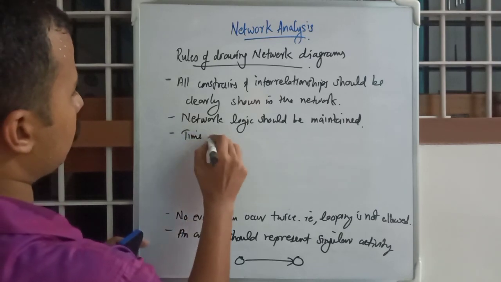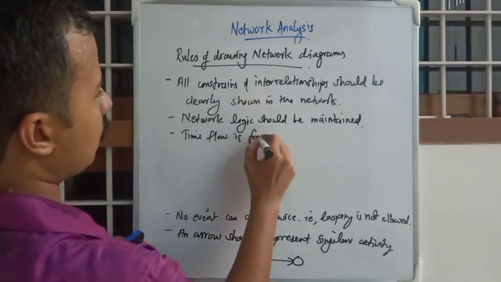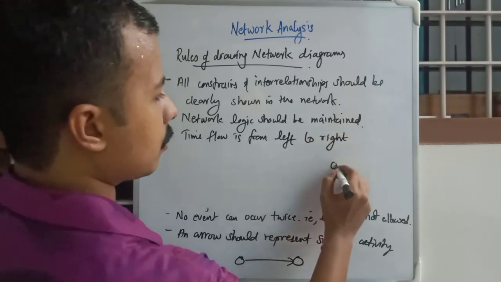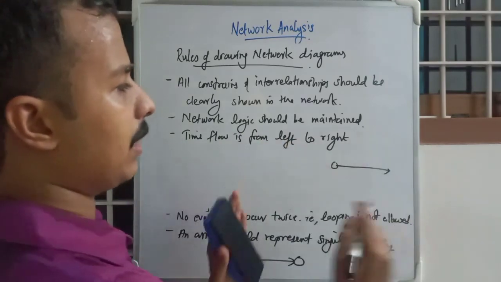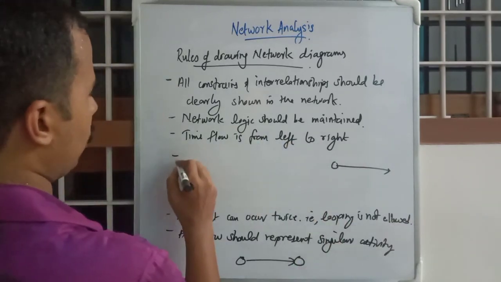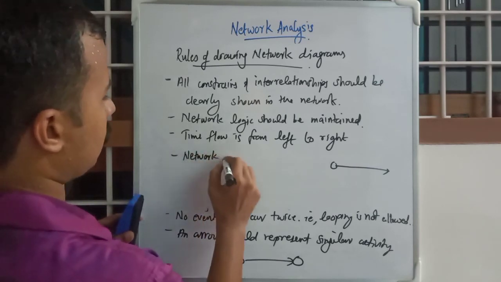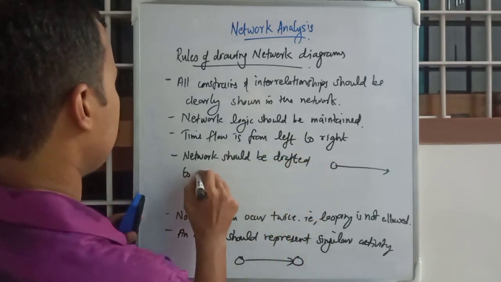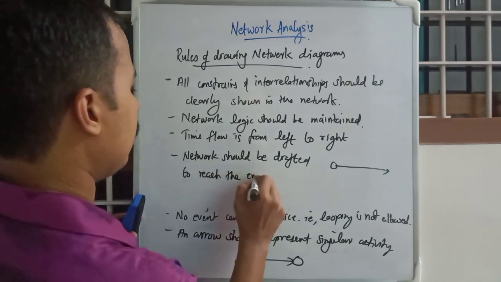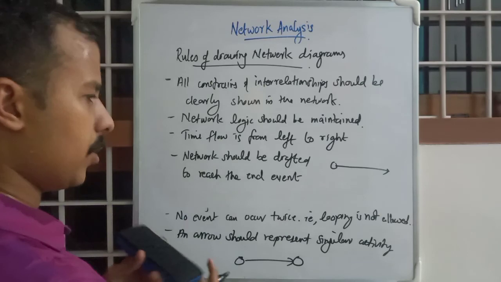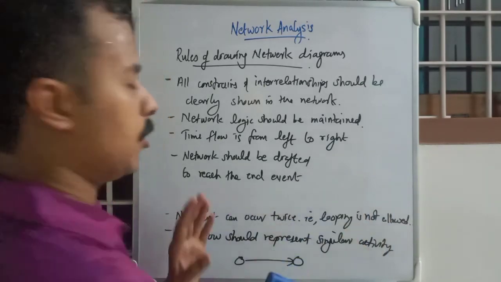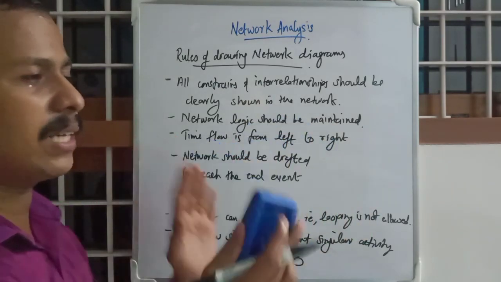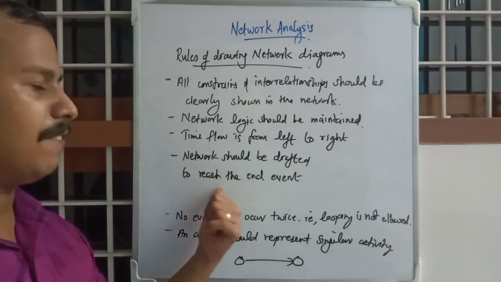Next one is an obvious one. Time flow is from left to right. Okay, arrows should be represented from left to right, more or less. Okay, the last one, network should be drafted to reach the end event. All the drawings and all the network diagrams and the relationships should be such that the end event should occur. That's our clear goal. Okay, so the completion of this network diagram is our clear goal. So we will be drafting network diagram for that.